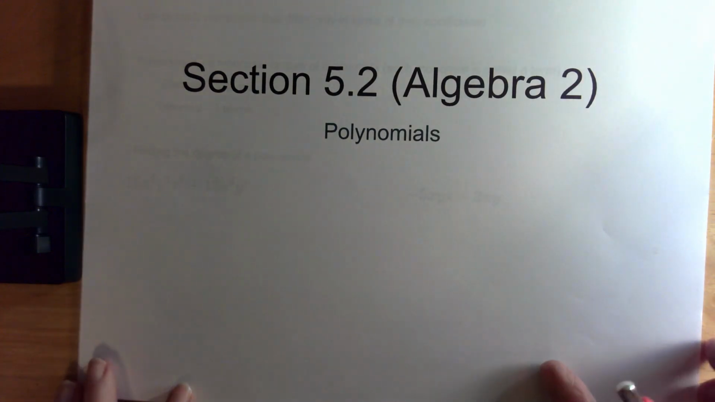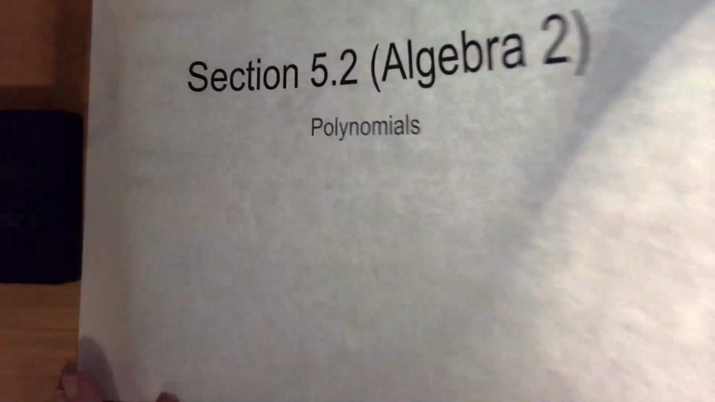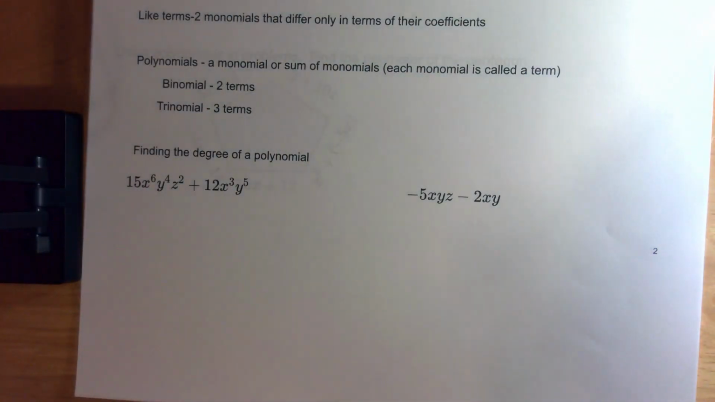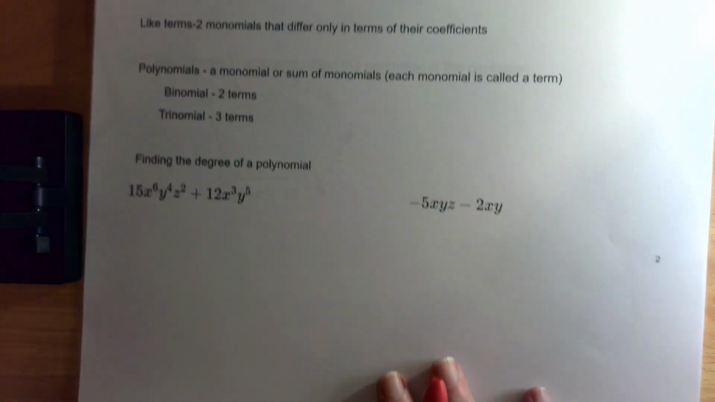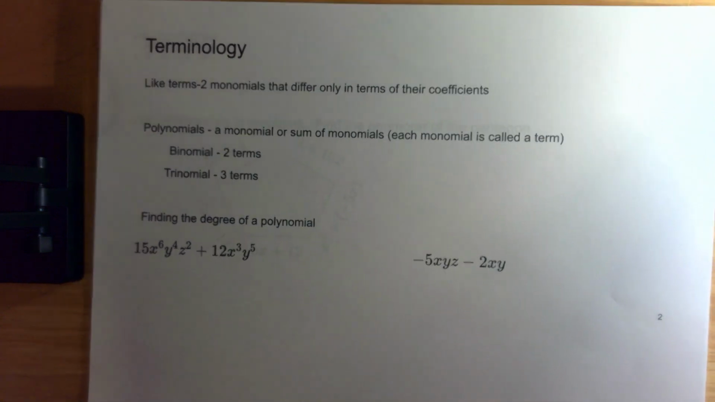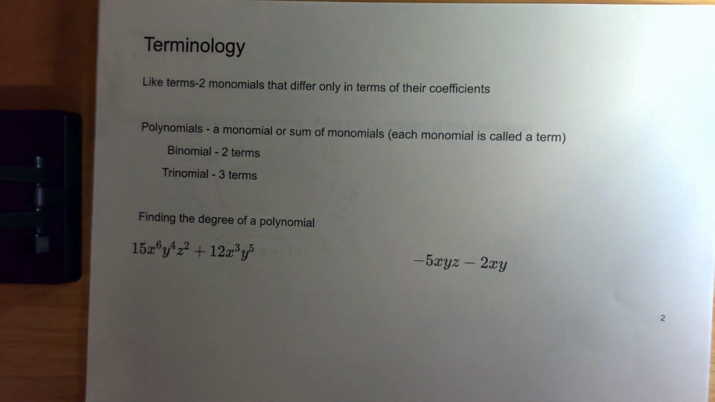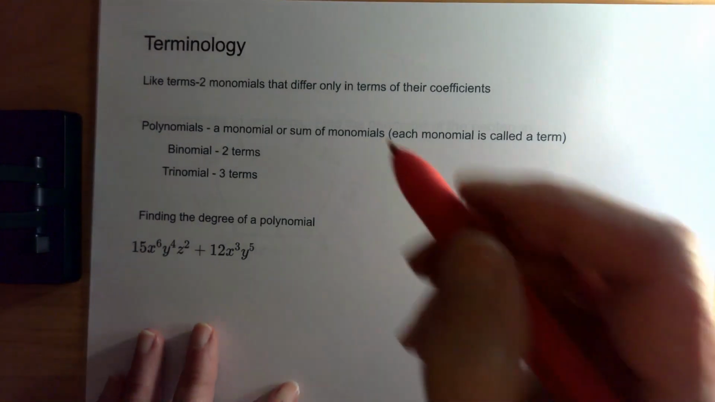Section 5.2 is concerning polynomials. First, let's start with a little bit of terminology. Like terms would be two monomials that differ only in terms of their coefficients.